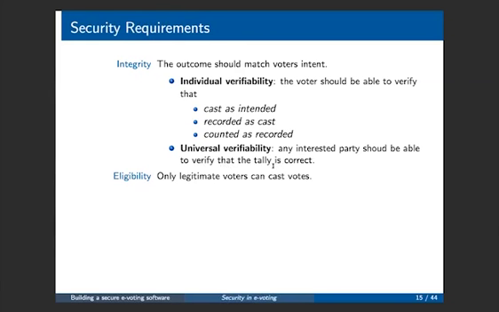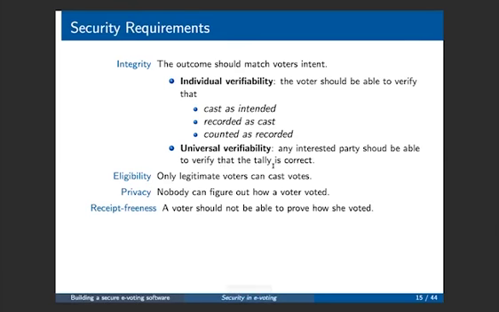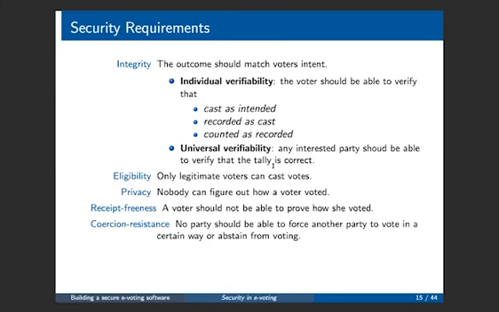Eligibility. So only people who are allowed to vote can vote. Privacy, so nobody can figure out how a voter votes. Receipt-freeness: a voter shouldn't be able to prove how she votes, and this is very much related to coercion resistance, because if I cannot prove how I vote, then the chances that I will be coerced are also lower. So no party should be able to force another party to vote in a particular way, and that also includes forcing them to abstain from voting.